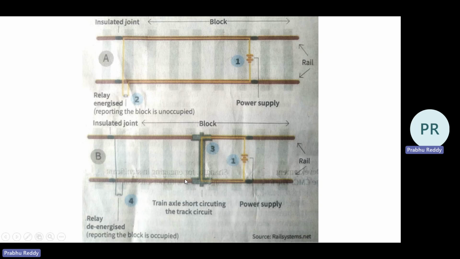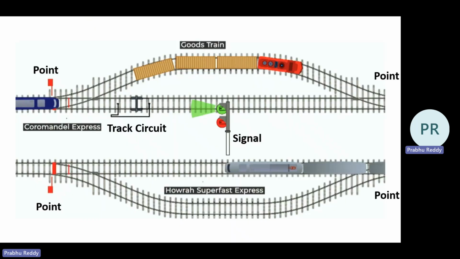Whenever there is a train, this relay will become de-energized, indicating that there is occupancy of a train within the block. And here there is an unoccupied block. So this is a beauty. You can even observe the same concept here also.